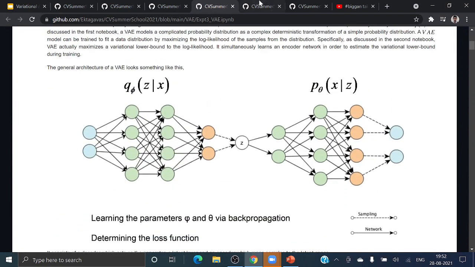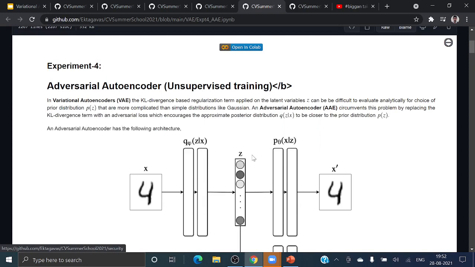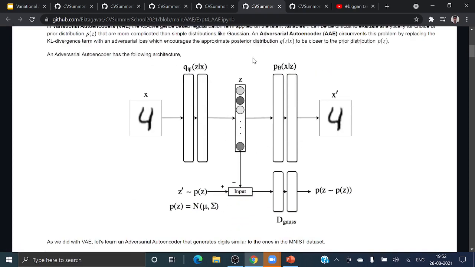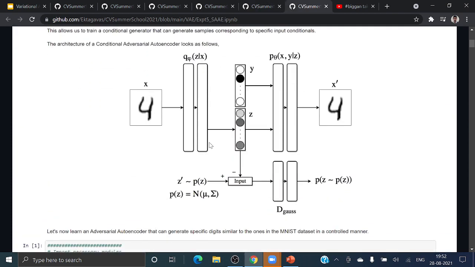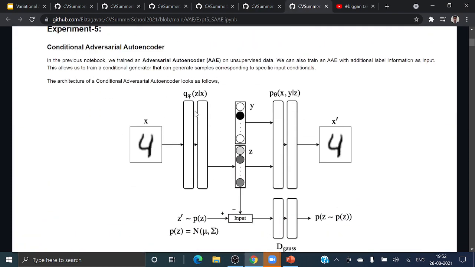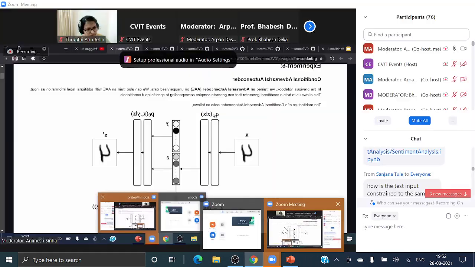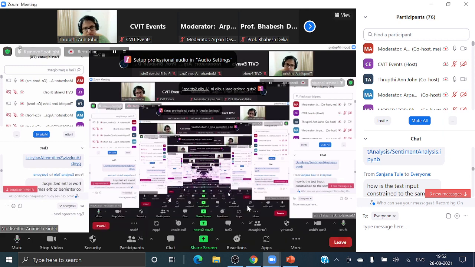The next 3 are just implementations of the neural network. The first one is a normal variational autoencoder. The second one is the adversarial autoencoder, where the latent space is regularized against a Gaussian by a discriminator. And the third one is this conditioned autoencoder, where you provide additional inputs to both the discriminator and the generator. So yeah, that's all we have.